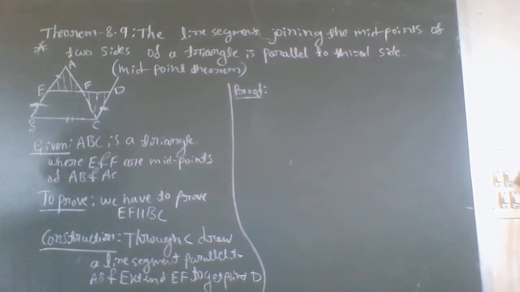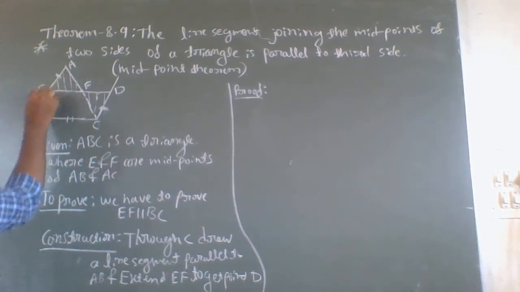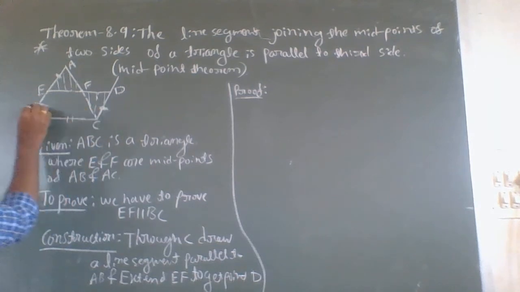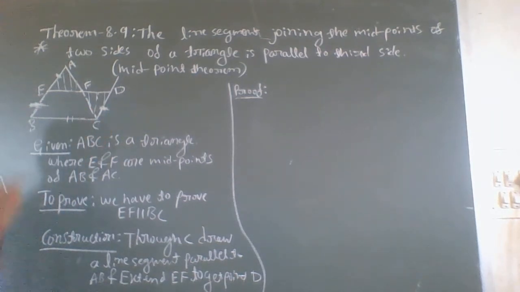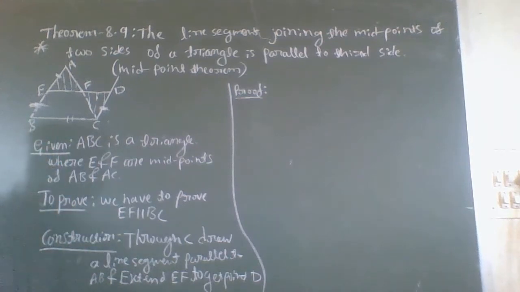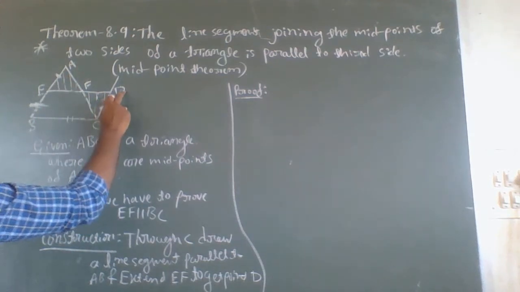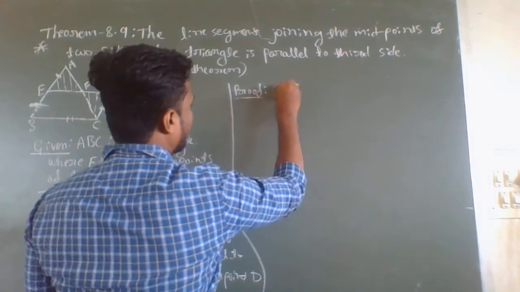And we know that E is the midpoint of AB. Therefore, these two sides are also equal. So now, if these two sides are equal and these two sides are equal, then you can say these two sides are also equal. So if these two sides are equal and parallel to each other, then we can say BEDC is a parallelogram. So see here. First I will consider triangle AEF and DCF.